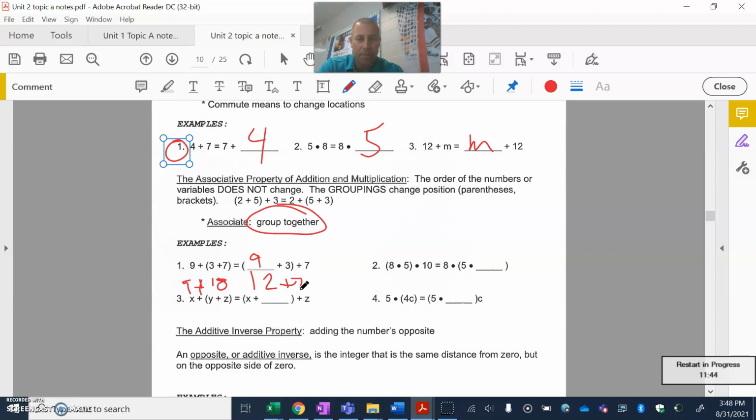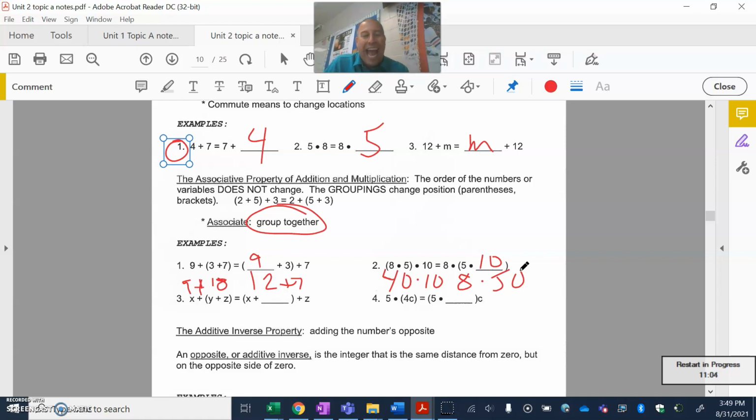The same thing with multiplication. 8 times 5 is 40. 40 times 10 is going to give you 400. If we switch the parentheses around, 8 times 5 times 10, 5 times 10 is 50. Well, 8 times 50, guess what? Still 400. So associative, leave the order the same, but if you move the grouping symbols, again, not going to change anything. If you notice here, we're not talking subtraction. We're not talking division. Only addition and multiplication.